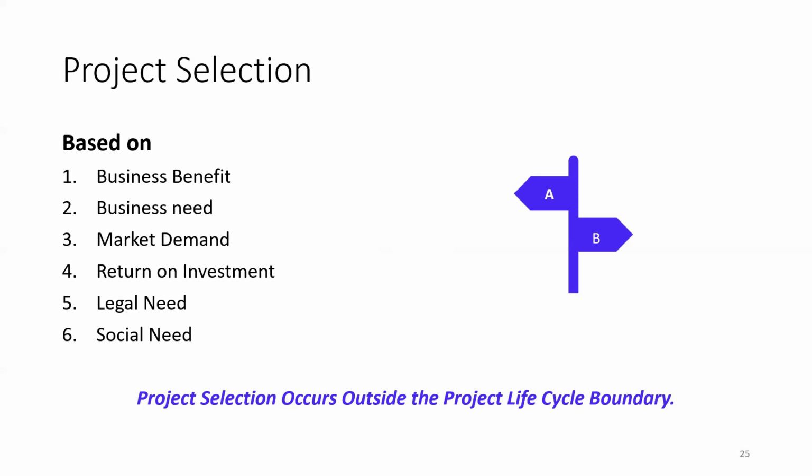So projects are not selected randomly. Project selection occurs outside of the project lifecycle boundary, and projects could be selected based on the business benefit or the business need, market demand, return on investment, legal needs, social needs. Right? These are multiple reasons why projects could be selected. Okay, whatever your organization decides, they'll select a project based on that. It will not be just random, where one fine day you feel good and you want to start a project. It doesn't happen like that. Projects are selected based on these criteria.